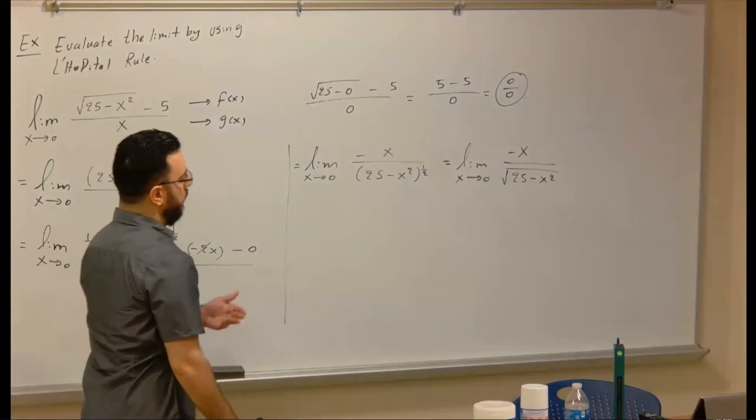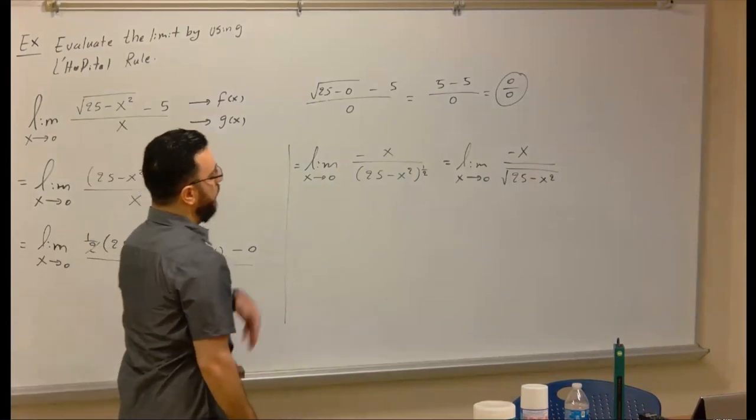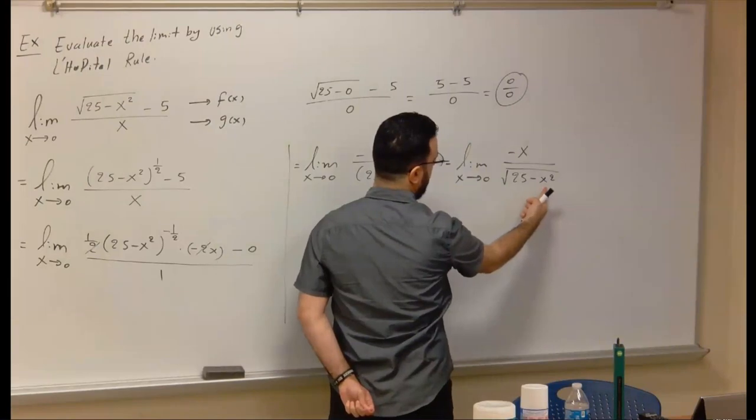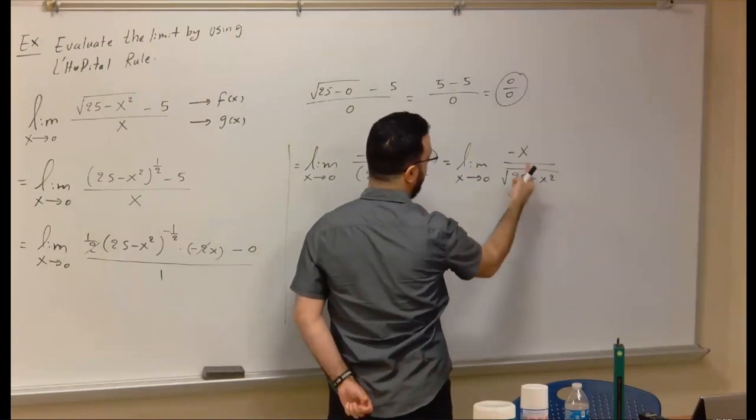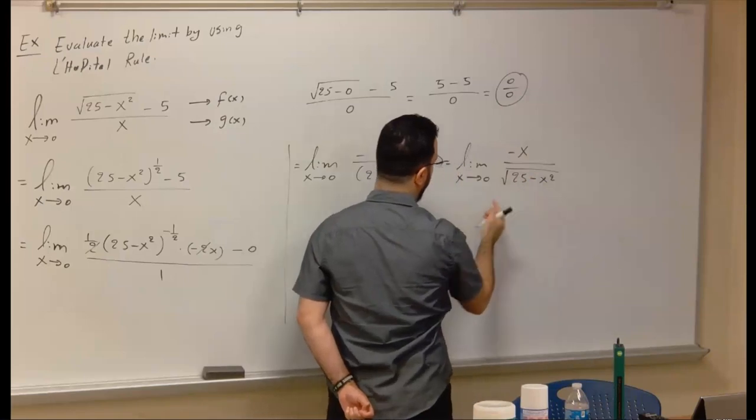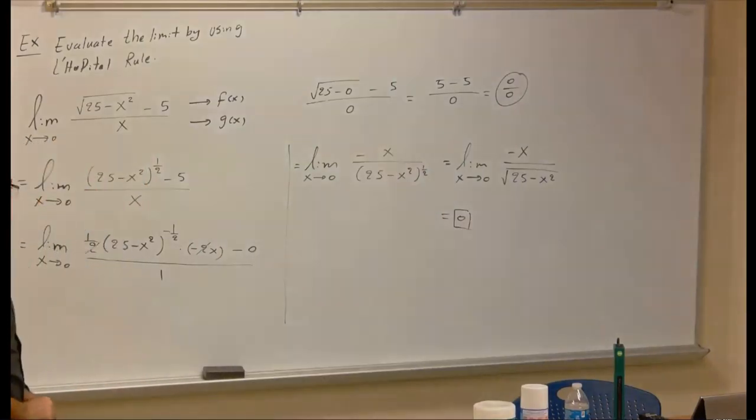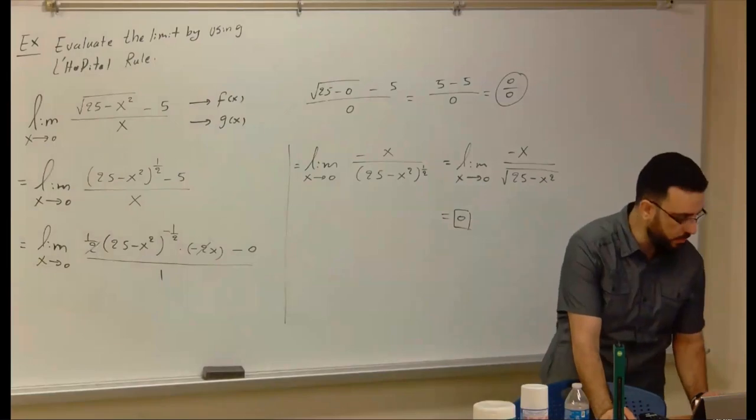Now, if you plug in 0, it's 0 divided by 5, because 25 minus 0 is 25, and the square root of 25 is 5. So 0 divided by 5, the result is going to be 0. So that's how, by using L'Hopital's rule, we find the limit for this example.